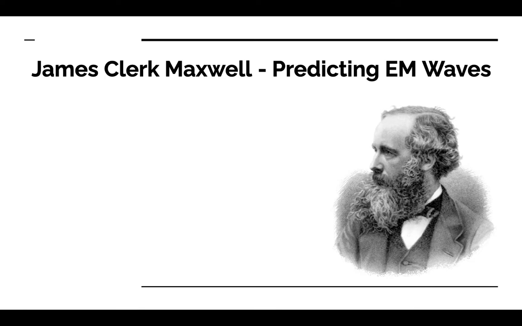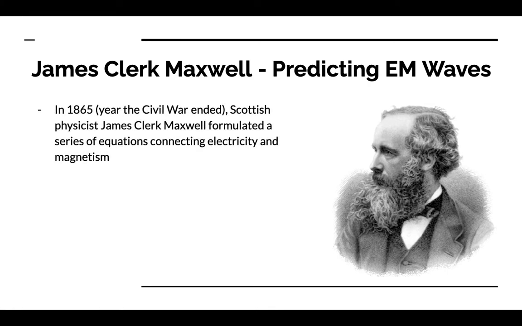All right, let's jump to a little bit of history lesson. So, James Clerk Maxwell, famous Scottish physicist, also the first person to make a color photograph. In 1865, which, to give you some historical context, is the year the American Civil War ended, Maxwell formulated a series of equations that connected electricity and magnetism.